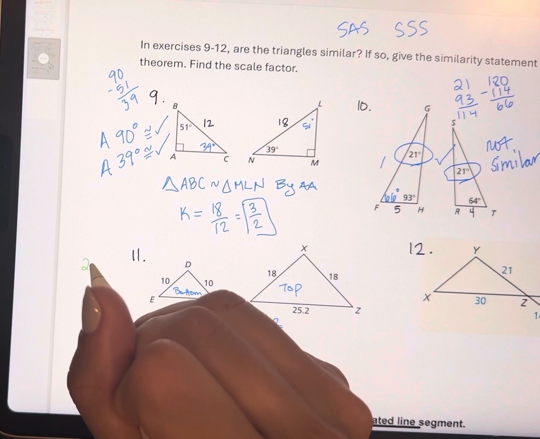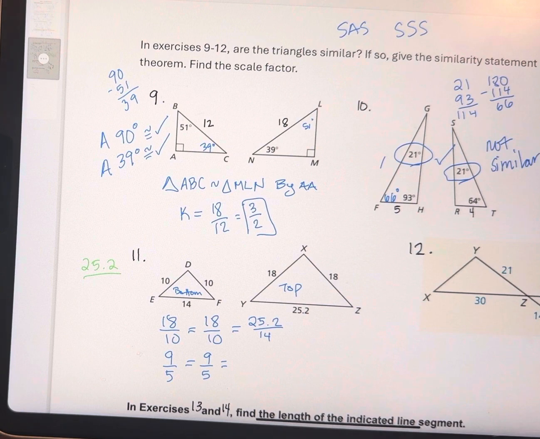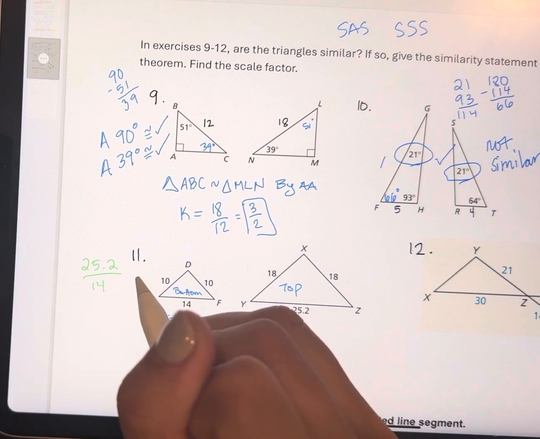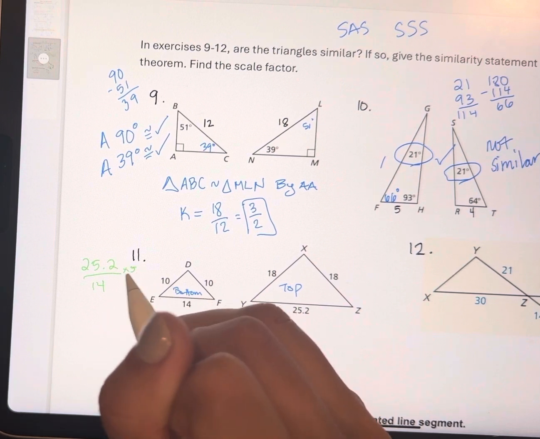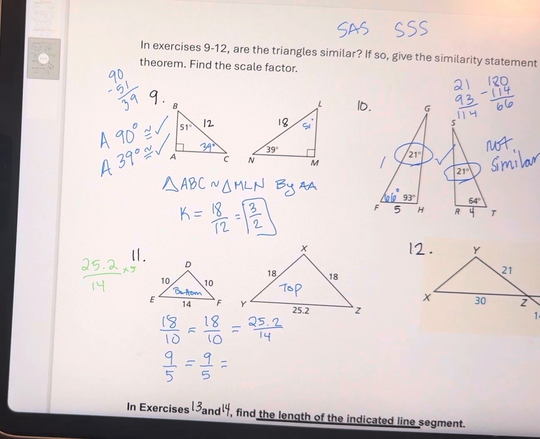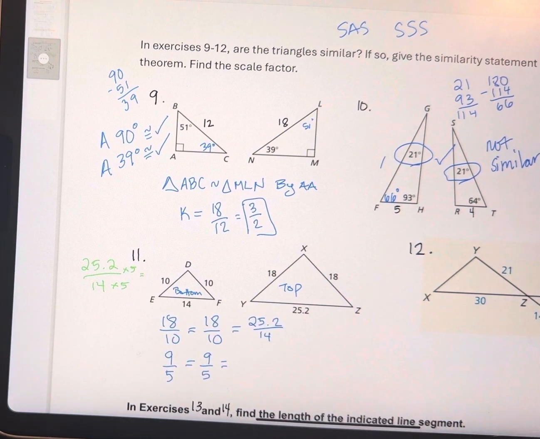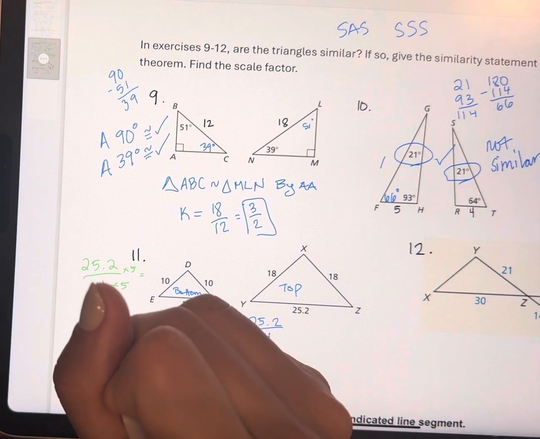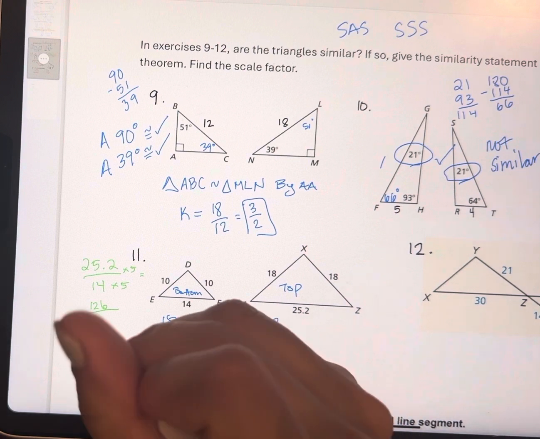So 25.2 over 14. Perfect. So I think I can get rid of that 0.2 by multiplying it by 5, because 0.2 times 5 would become 10. Once it becomes 10, then it gets rid of the decimal. So I actually do have a calculator because my husband brought me one.